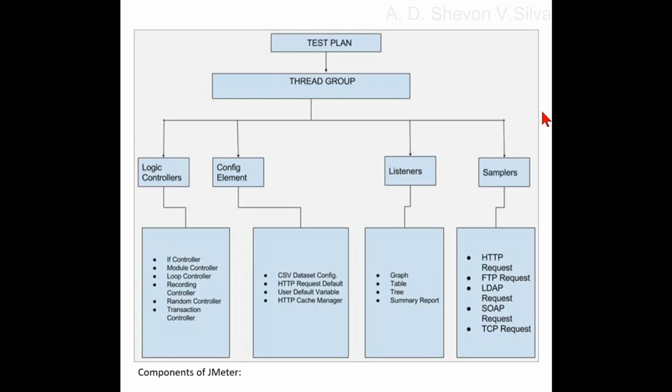Config elements. Requests sent to the server can be further parameterized using some config elements, which are executed before the actual request. A simple example could be reading the values of a variable from a CSV file, for which CSV data set config is used. Here are some important config elements used in performance testing of web and mobile applications.